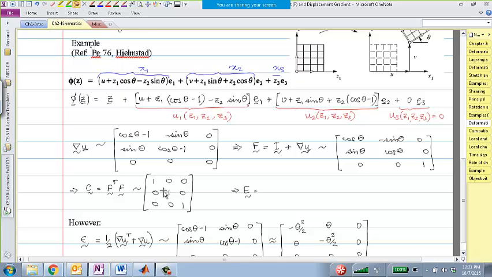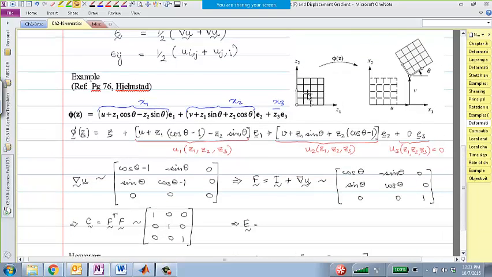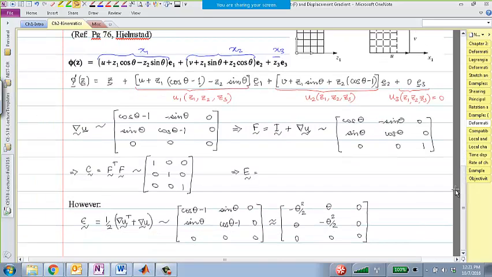Why does the deformation tensor come out to be the identity tensor? Because there is no deformation. It's a rigid body rotation and translation, right? At each point in the body, there is only rigid body rotation. And finally, if you compute the strain, the way that we have defined strain, half of C minus I, we get the zero tensor, which makes sense because there is no deformation.